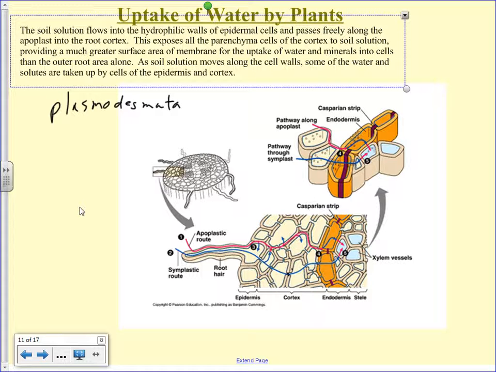Okay? So the process of going through that symplastic route is also a process of taking some of the solutes, some of them, not all, some out of the water to enable that osmotic pressure to actually work.